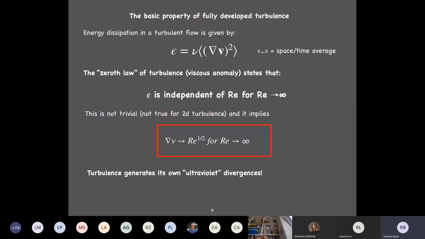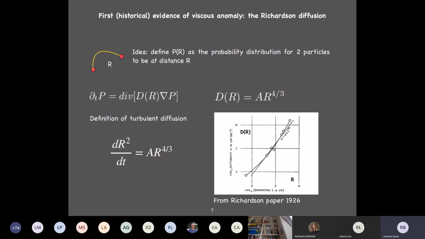To start understanding this feature, let me recall, at least historically, one of the first pieces of evidence of this viscous anomaly, the fact that the energy dissipation goes to a constant when the Reynolds number goes to infinity. And it's the famous Richardson diffusion, which was conjectured and somehow proved, at least experimentally, by Richardson in a famous paper in 1926.